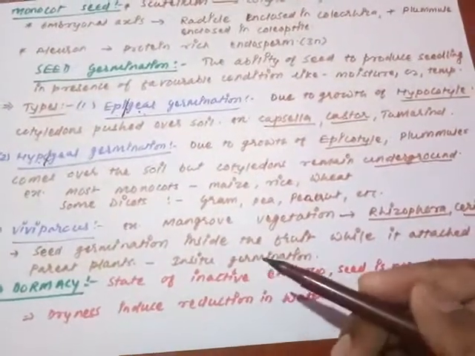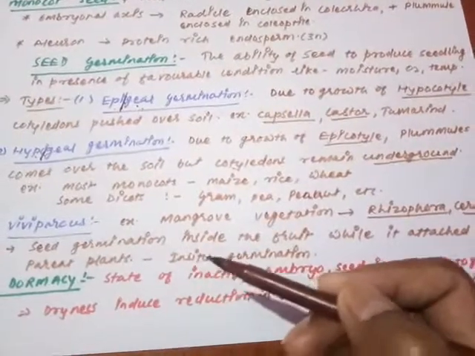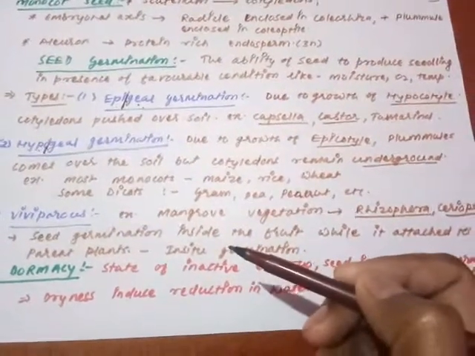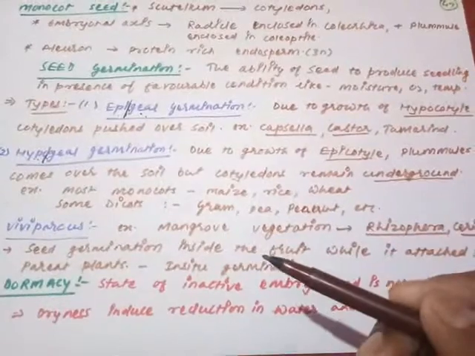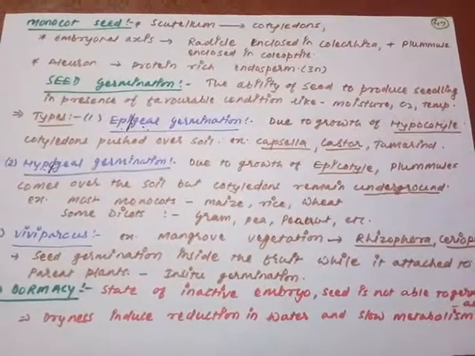And here, because they are developed in the parent's body, inside the fruit only, where they are being developed, that is why this is called in situ germination only. And why do they have such a development? Because of the non-availability of the proper condition of the germination.